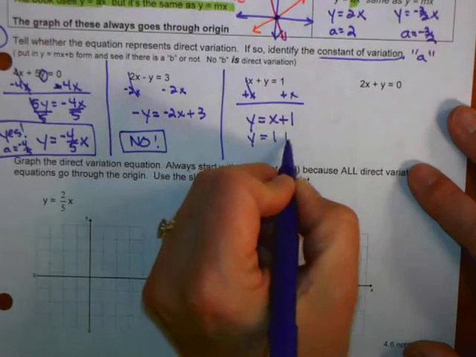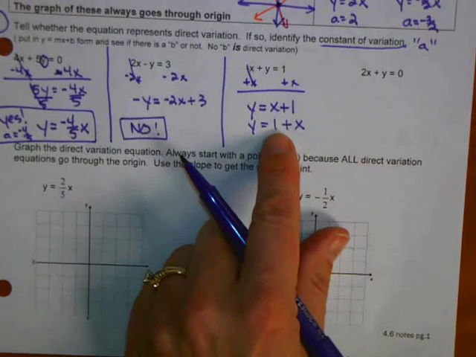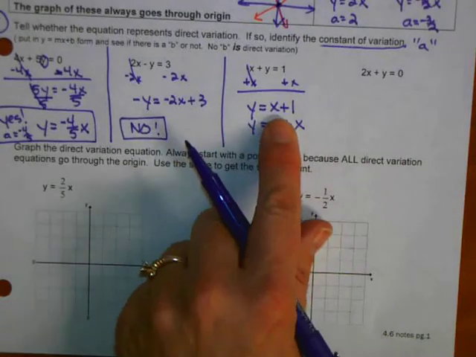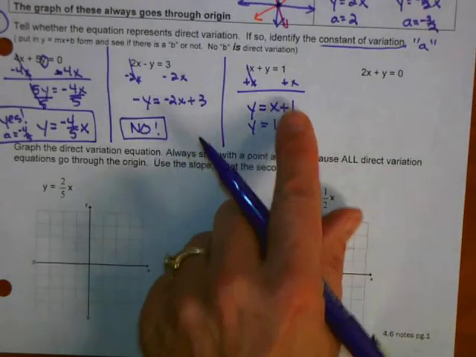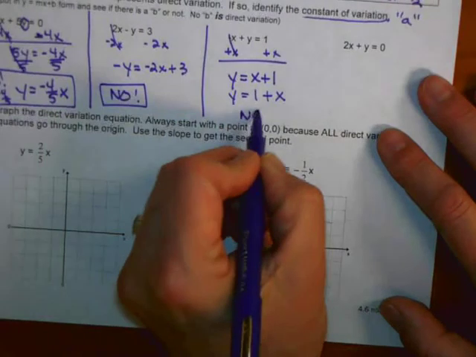What if it was written like this? What would you say? Still no. It has a y-intercept. These are just flipped around. Doesn't matter. If this wasn't here, then it would be direct variation. Okay? So no.